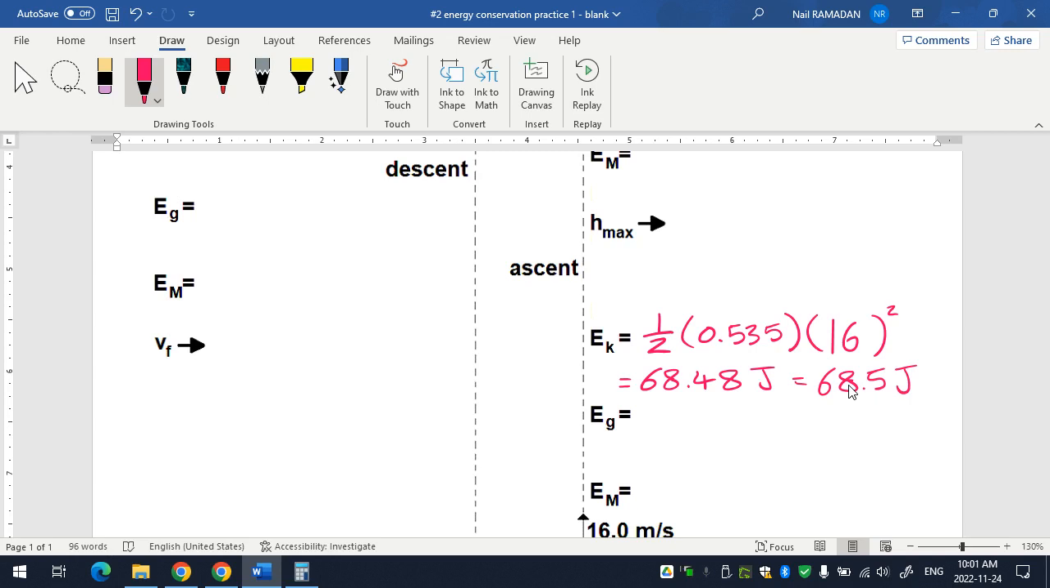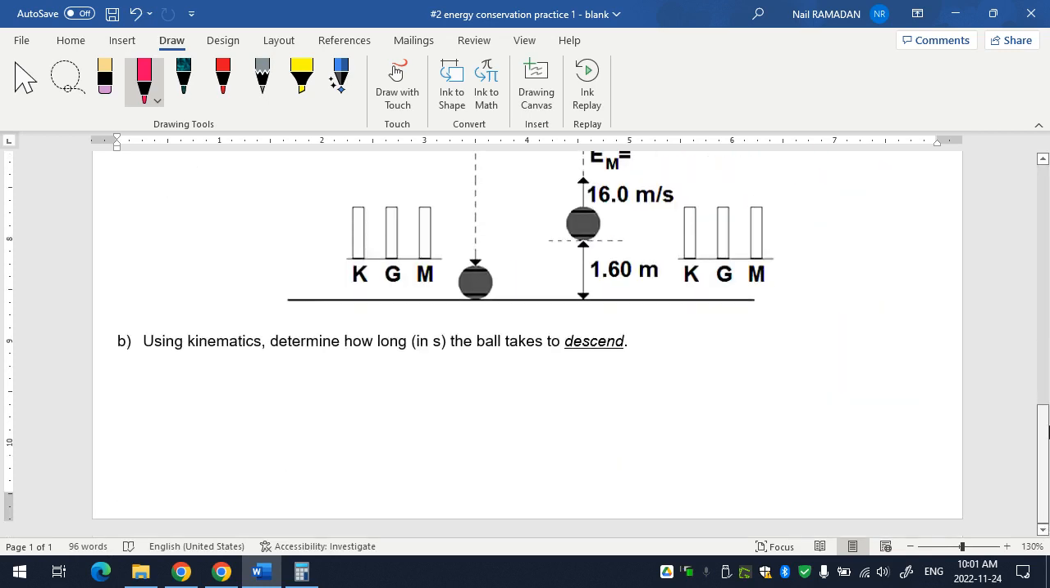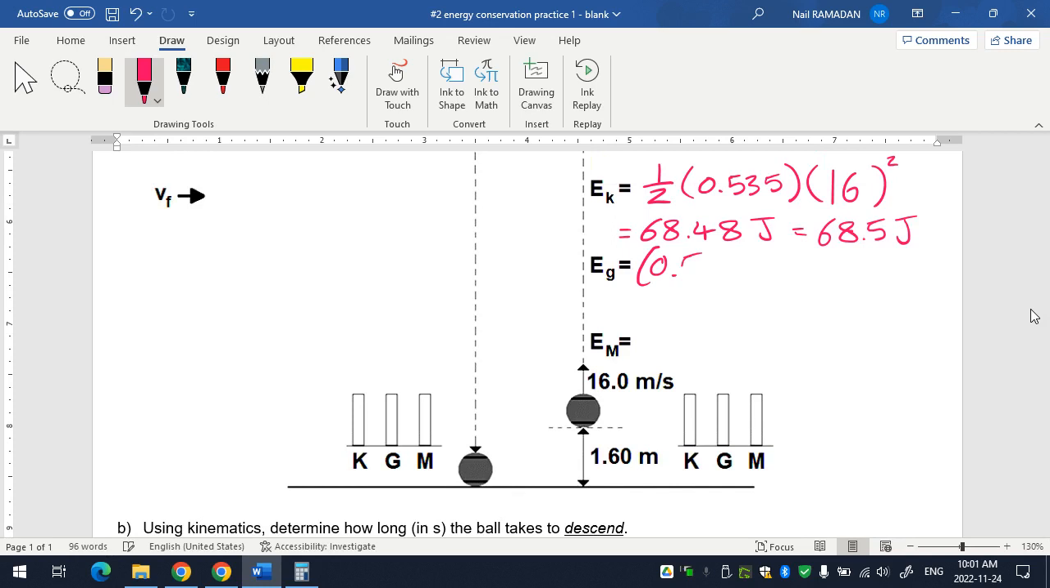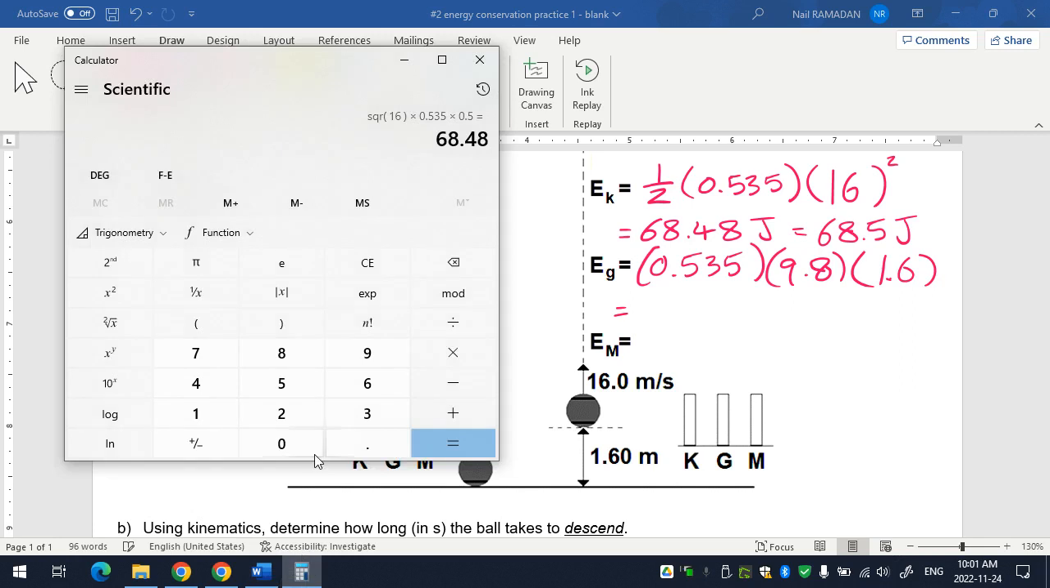The other 50%: what's the equation for EG? It's the easier one. M times G times H. So M times G. What's the H? Right here. 1.60. Okay, that's a much smaller number than 68.5, of course. So 0.535 times 9.8 times 1.6 is 8.3888, so 8.39.